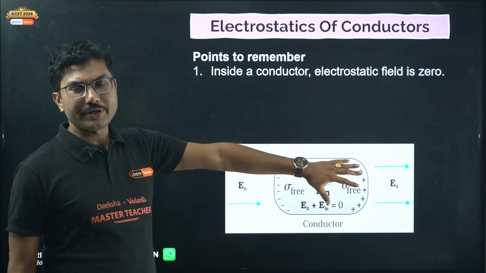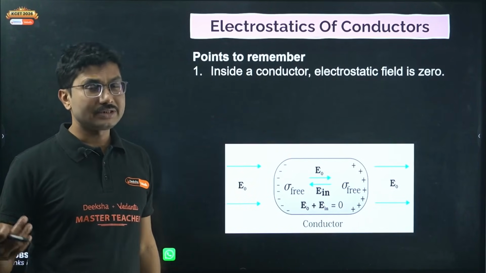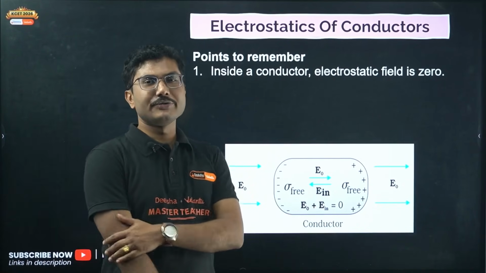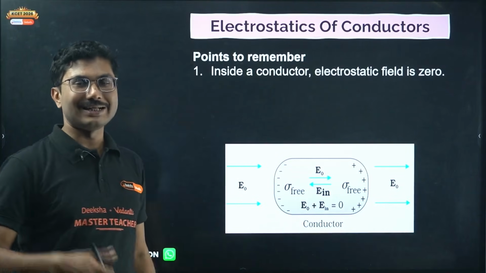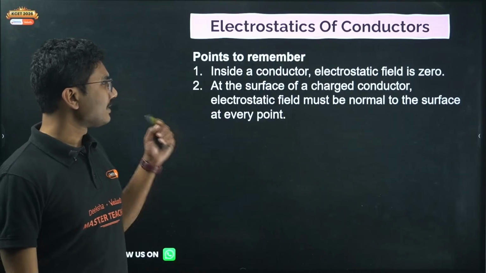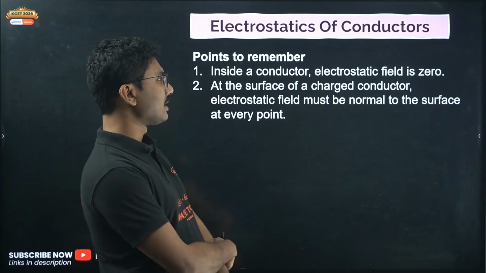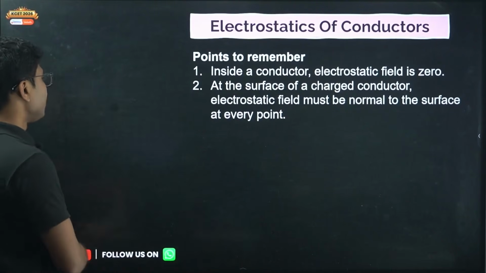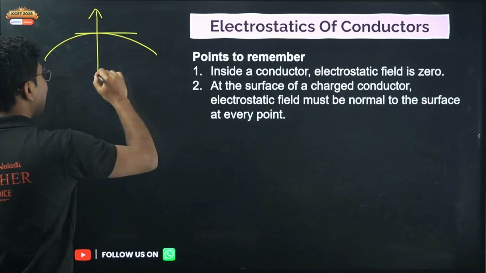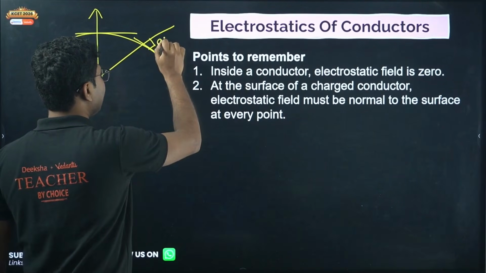If you give a charge to it, the charges will stay on the surface, and because of that the electric field inside will still be 0. If you keep it in an external electric field or you charge it, in both cases the net electric field inside a conductor will always be 0. At the surface of a charged conductor, the electrostatic field must be normal to the surface at every point. So if you consider a conducting surface, the electric field is normal at each and every point on the surface. The angle is always 90 degrees no matter what.